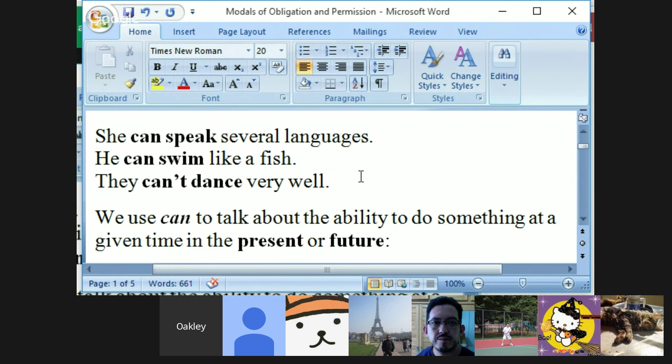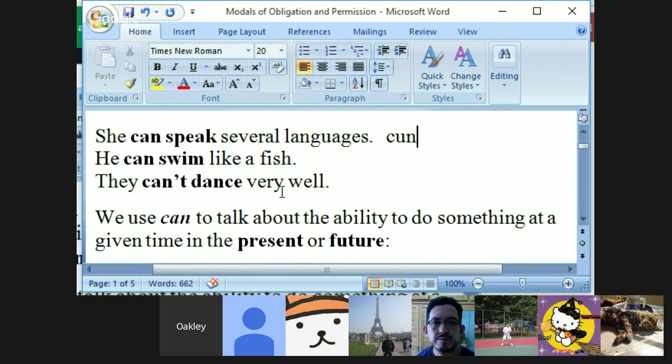Looking at first this modal can and can't. Another important aspect in spoken language is to recognize that can, the positive, is greatly reduced in spoken English. It basically gets reduced to what's called the schwa sound, the very basic sound. So it's going to sound like a very fast can. She can speak several languages. He can swim like a fish.